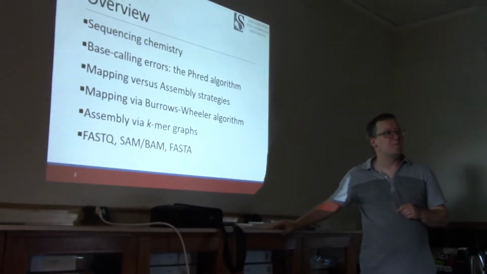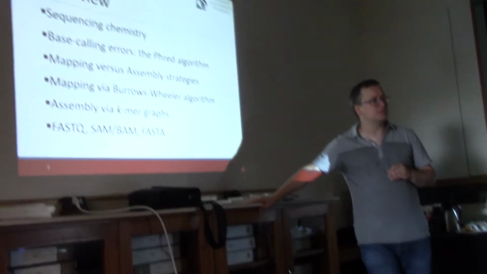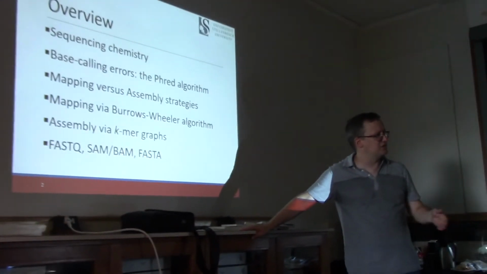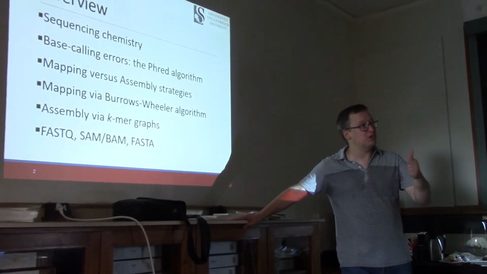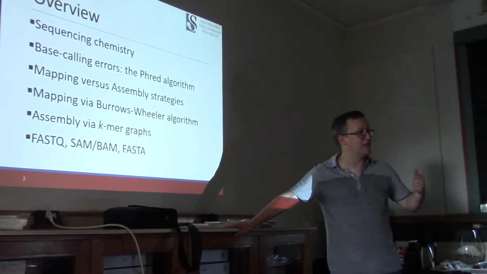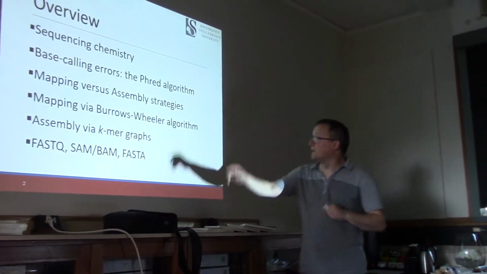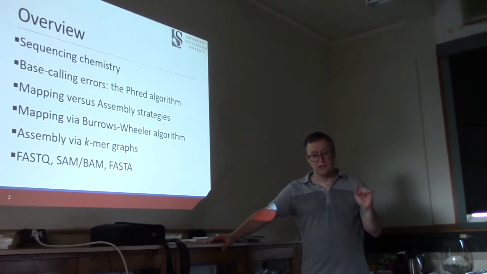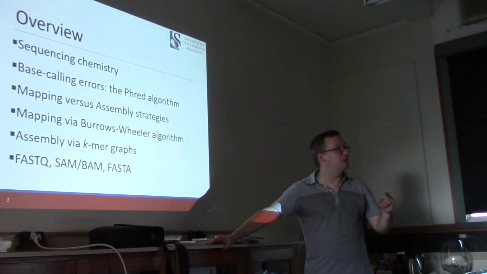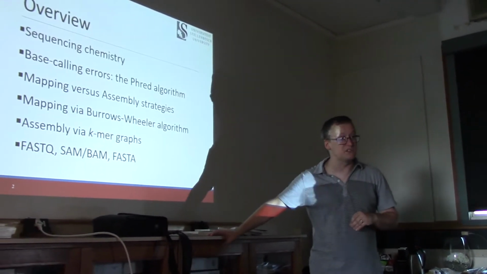We're going to be talking about base calling errors. Essentially, how do we transform the signals that come from the sequencing experiment into letters, and how much confidence can we place on the individual letters of a sequence? We're going to talk about mapping versus assembly, which is one of the key differences in how we deal with the data that come back from sequencers.